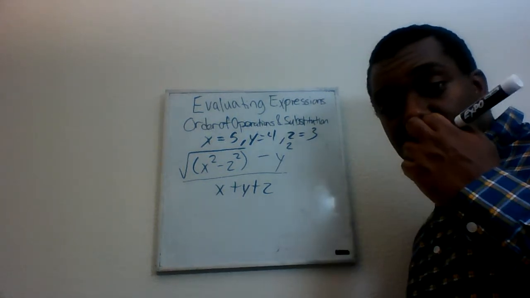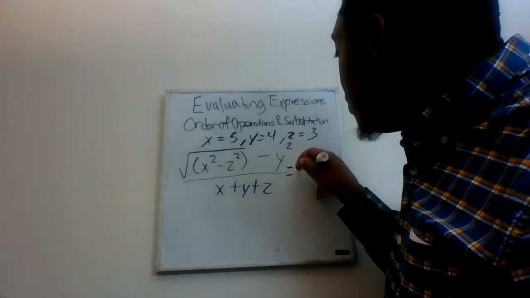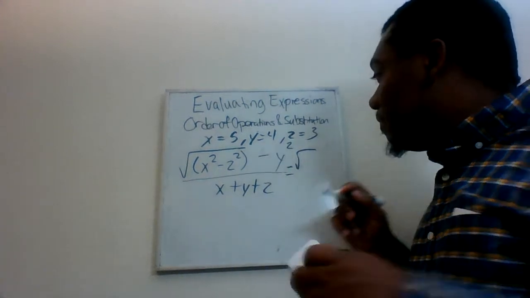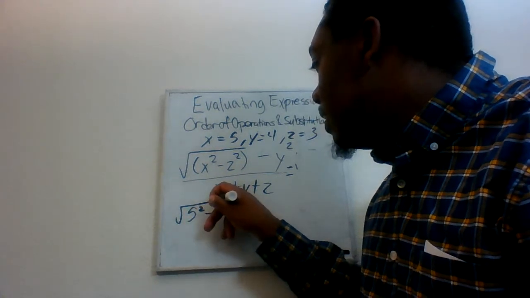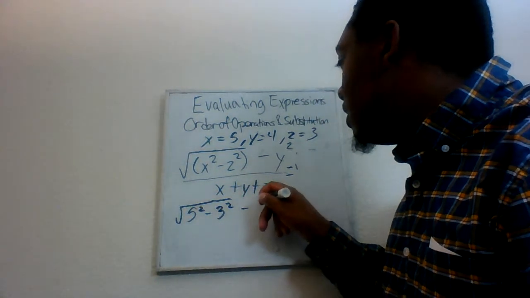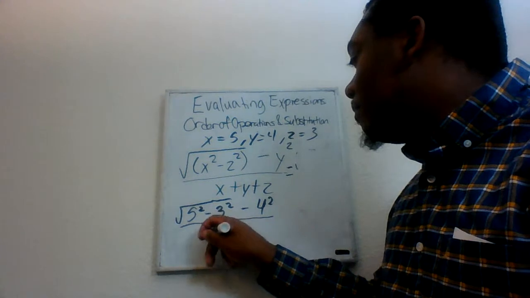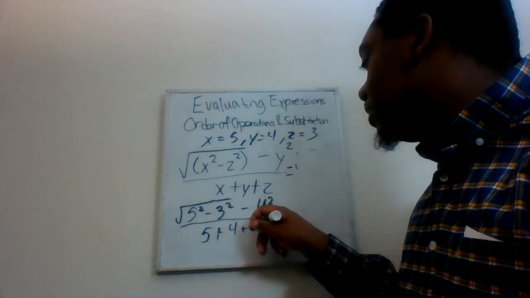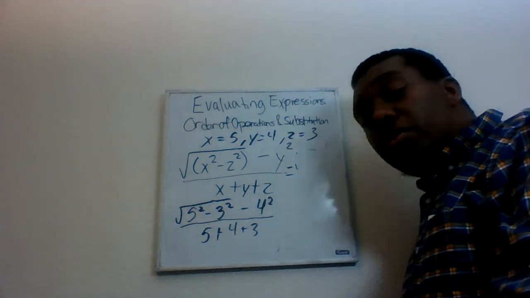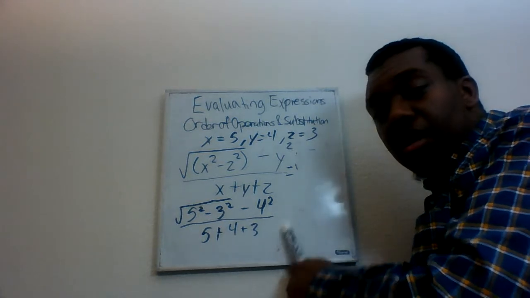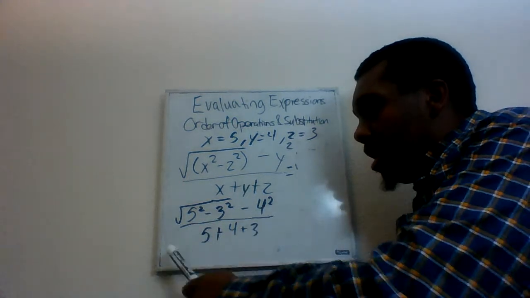So first things first still, we substitute. So we substitute for values here. We end up with the square root of 5 squared minus 3 squared minus 4 squared all over 5 plus 4 plus 3. Okay? Well, very important to note that whenever you are dividing like this, the top, the numerator, is one grouping, and the denominator is a separate grouping.